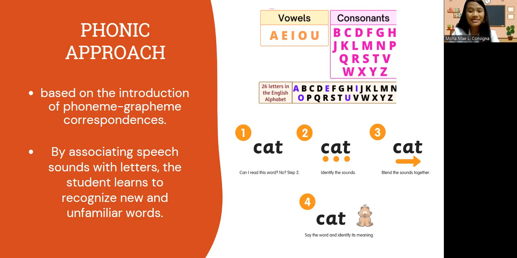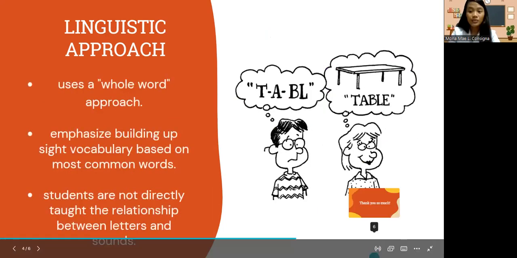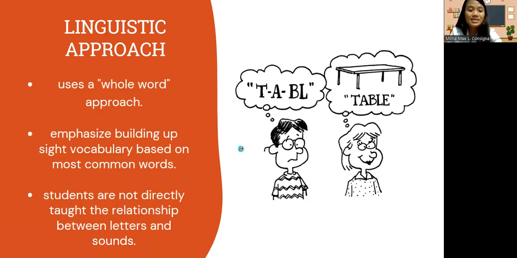So let's proceed to the next one, called the linguistic approach. The linguistic approach uses a whole word approach. This is different from the phonic approach because this is the time that the students are required to use the whole word approach.